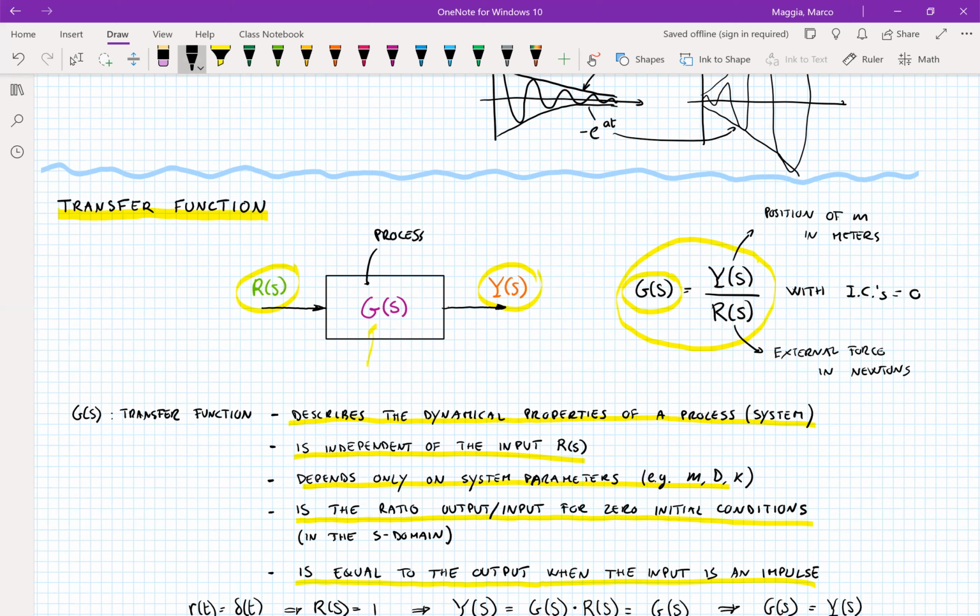For instance, if the input was a movement of the base to which the mass is attached, let's say that R of t was the movement of the base, then R of t would be expressed in meters as well, and Y of t, if we always assume that it indicates the position of the mass, then the transfer function will simply be dimensionless because it would convert a position into another position.